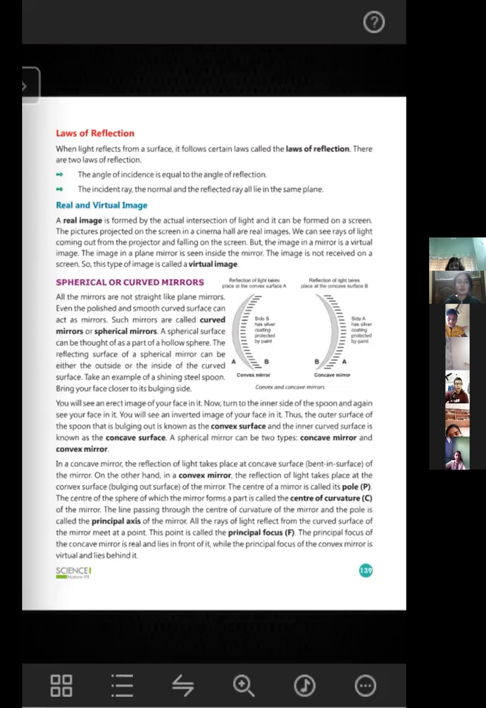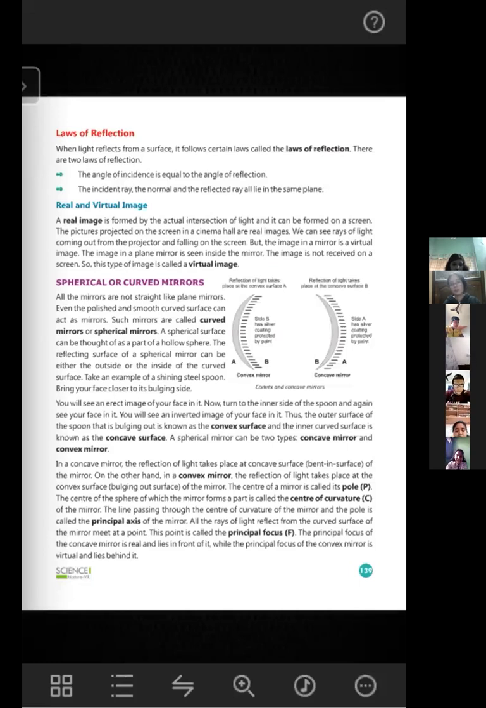Okay. Now some spherical or curved mirrors are given here. You can see two different types of mirrors are given here, though there are mainly three types of mirrors. Here in this part, they have discussed two different types of mirrors, concave mirrors and convex mirrors. But basically, there are three different types of mirrors. Can you tell me the name? You have already learned it in this chapter. Plane mirror, concave mirror, and convex mirror. So three basic types of mirrors are plane mirror, concave mirror, and convex mirror.